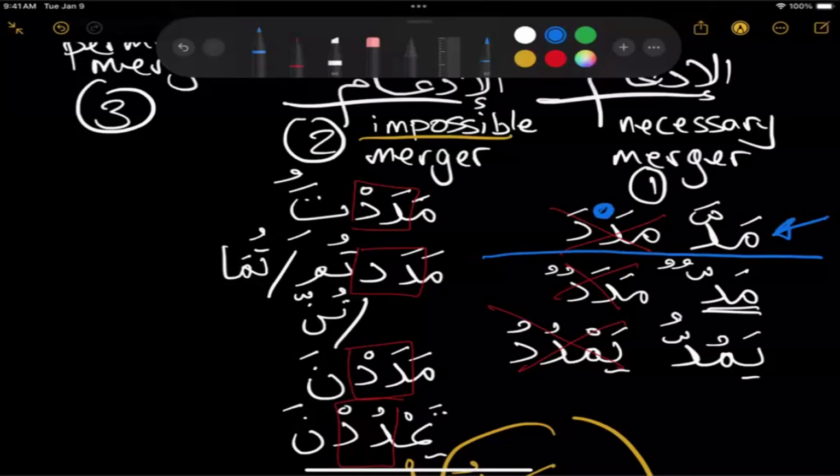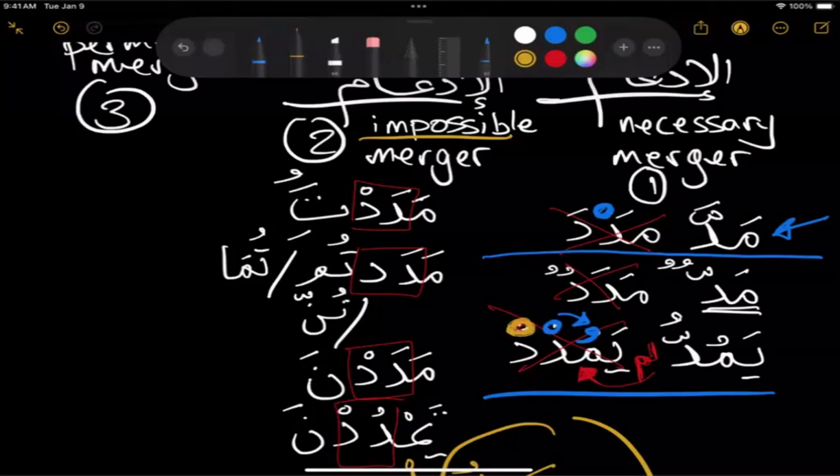And also down here, yamuddu, we must put a sukoon on the first dal. I'm going to slide that over to here. Put a sukoon on the first dal so that we can merge the two dals together. But what happens when there comes a jazm, putting the verb into the state of jazm? The original sign of jazm is what? Sukoon. The original sign of jazm is sukoon.